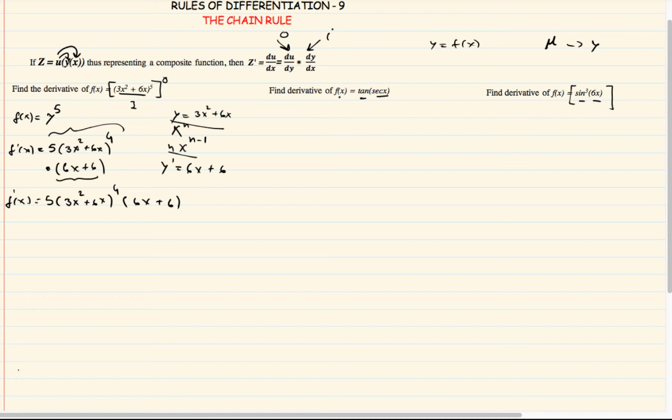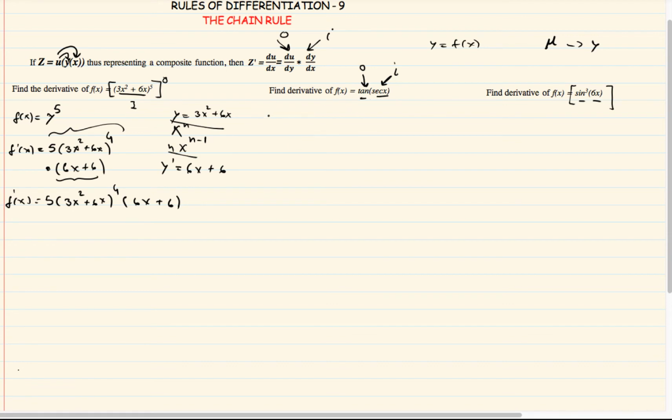Now in this function, the argument of our trigonometric function is another trigonometric function. So how do we find the derivative? Again, this is our outer function and this is our inner function because it's the argument of some other function. So to find the derivative of that, we have to remember the derivative of tangent and derivative of secant.